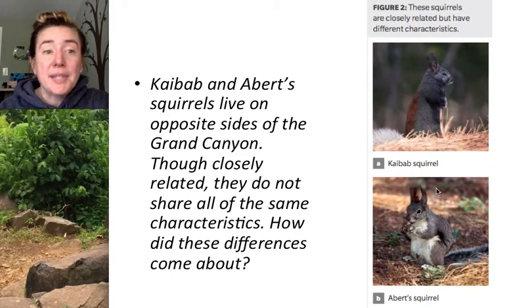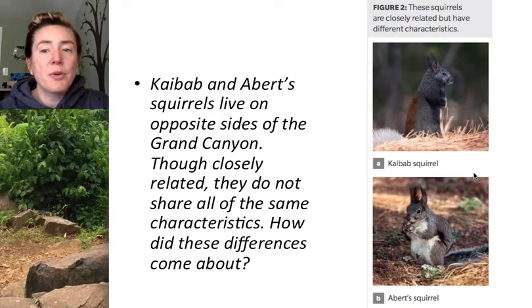And because they are separated physically, they are not going to be able to mate with one another. And even if they were together, they probably still would not be able to mate with one another. So therefore, we can note that they are going to be two separate species. And they became separate species probably because of that separation.